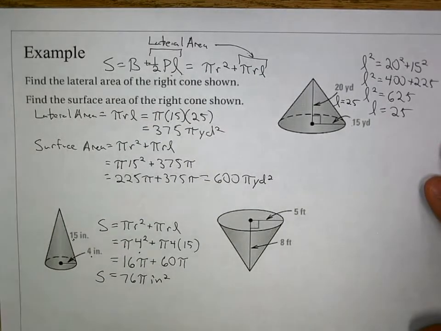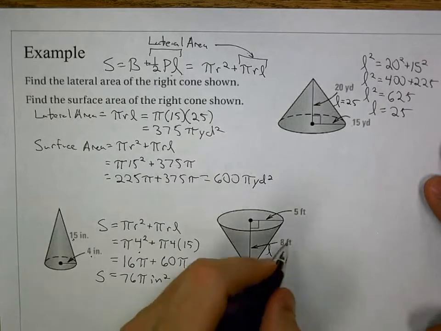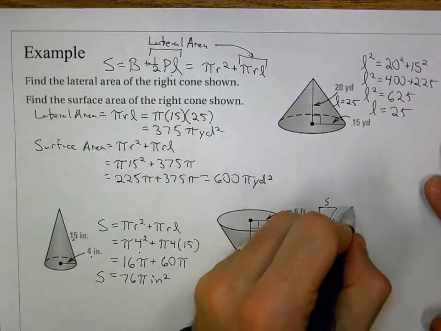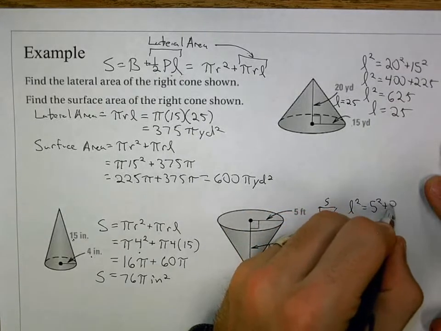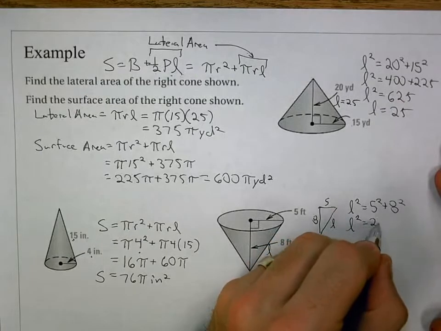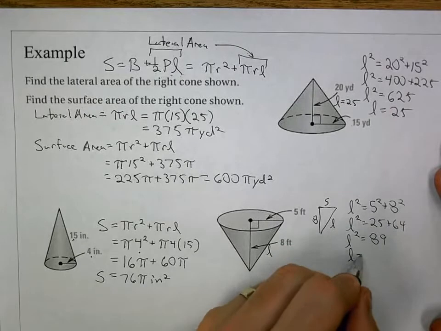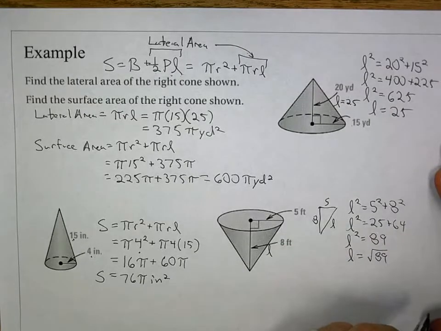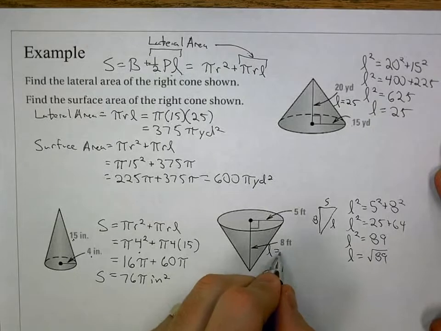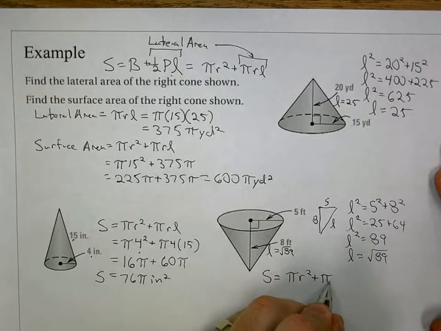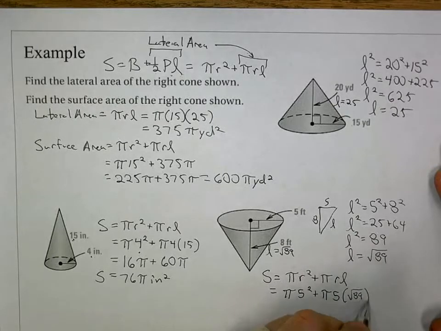Last one here. I need to solve with the Pythagorean theorem to find my slant height. In order to do that, I have 5, 8, and L for values. L squared equals 5 squared plus 8 squared. L squared equals 25 plus 64. I get 89. Slant height is the square root of 89. So then when I go to find surface area, pi r squared plus pi rl. Pi times 5 squared plus pi times 5 times the square root of 89.